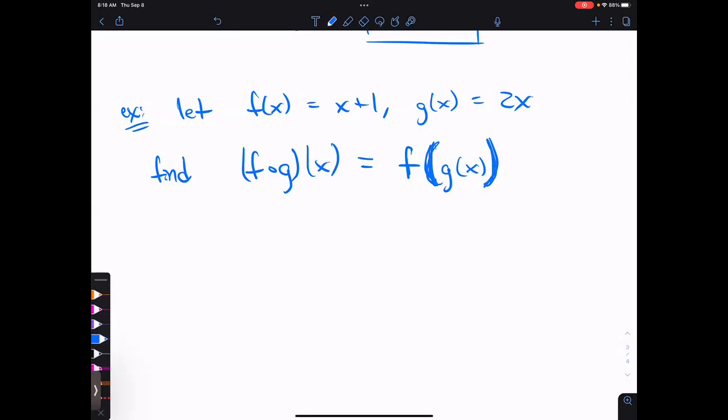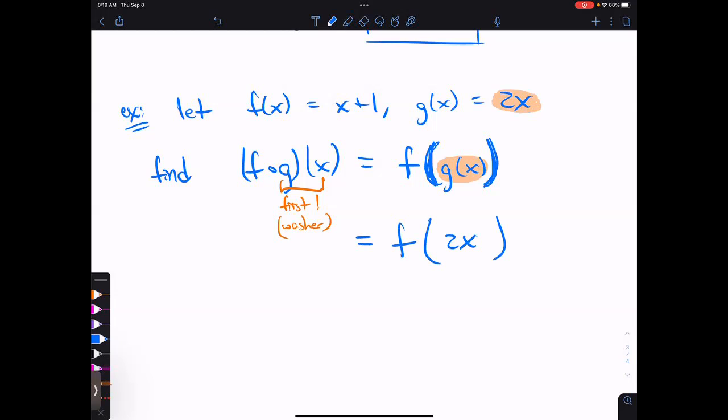But the idea is always that we're going to be working from the inside out. So I need to do G first, right? G is the washing machine here. So what we know about G is that it is the same as what here? 2X. Okay, so this is F of what? 2X.